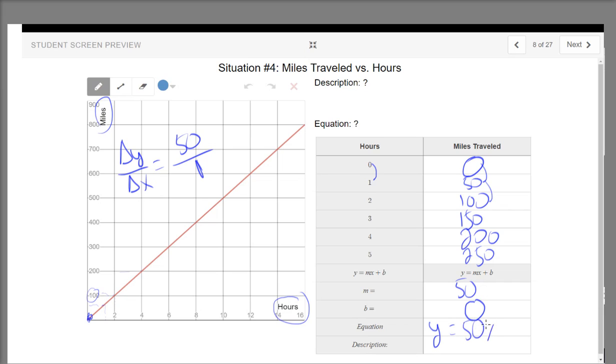How many hours? Well, it depends. If you want 1, 2, then we add 50 plus 50 2 times. 3 is 50 plus 50 plus 50 3 times, and plus 0. We don't put 0. So that's the equation. And a little description of what's happening is it looks like you're just going 50 miles per hour. Okay, so the description here is you're traveling 50 miles per hour.